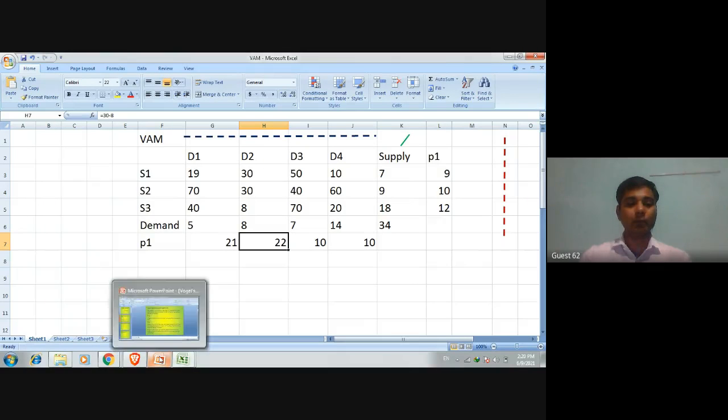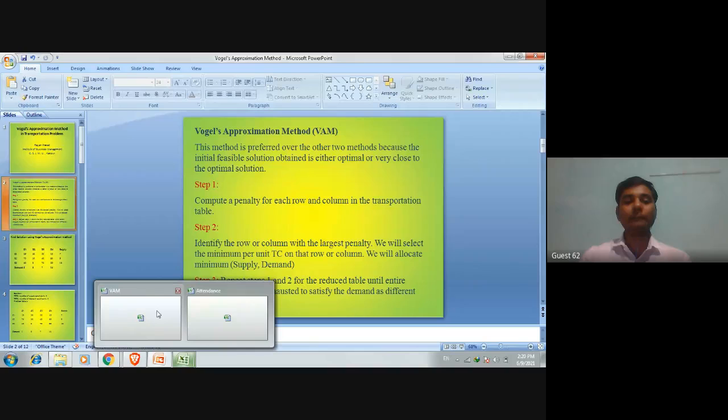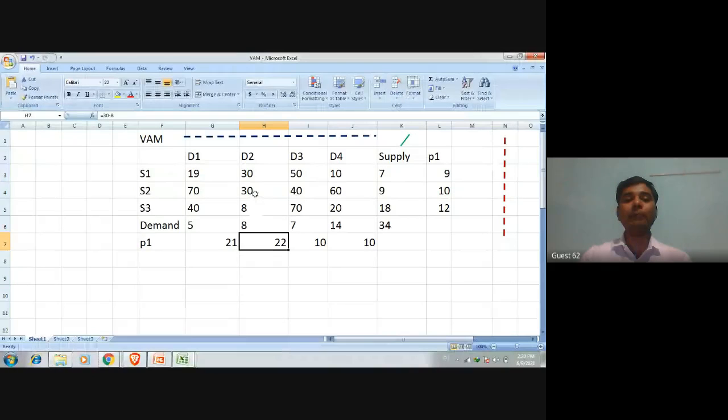So again, go to the step. What do we have to do? We will select the minimum per unit transportation cost on that row or column. So we have a column here, and in this column, this 8 is the minimum per unit transportation cost.